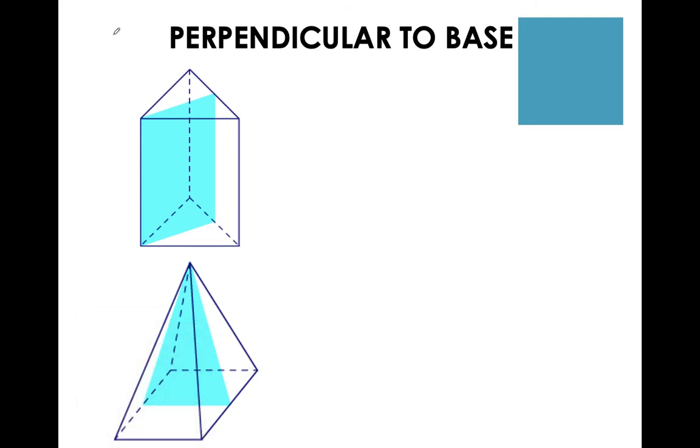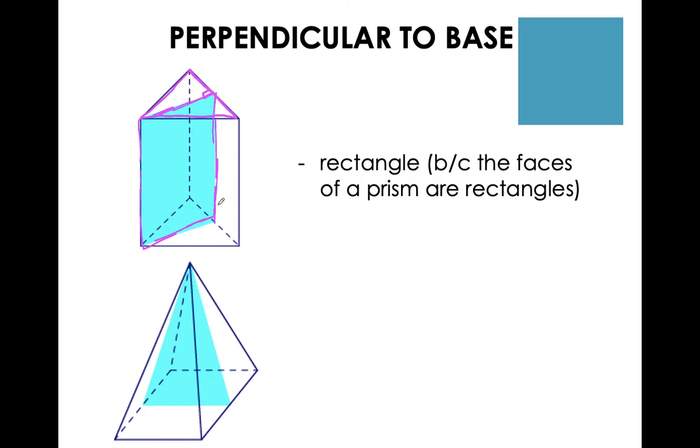So it's going to cut through that base. It's cutting through this triangular base, straight up and down at a 90-degree angle. So you can see it slicing at a 90-degree angle. That's straight up and down. That is going to result in a rectangle no matter what prism you're slicing.